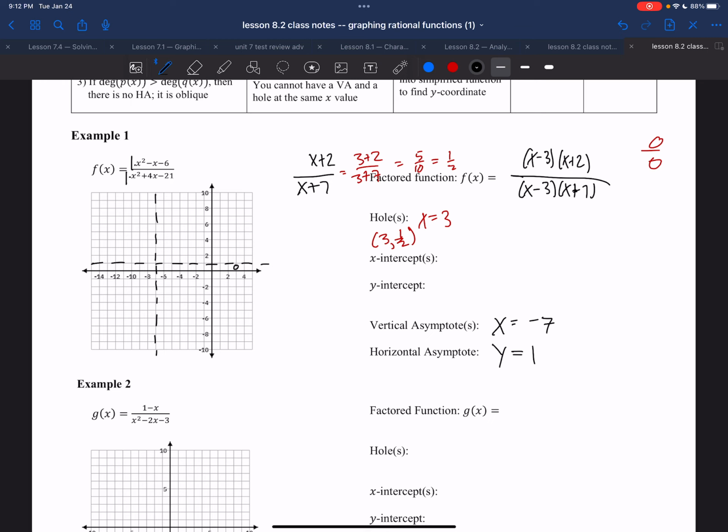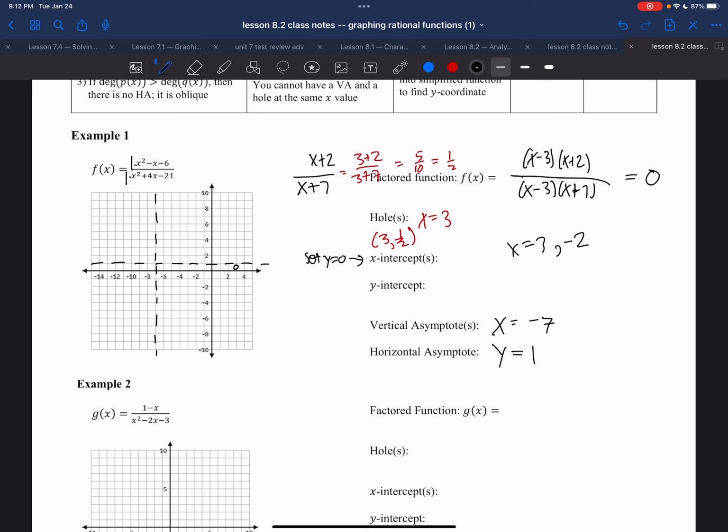Okay? Now let's find the x- and y-intercept, if it exists. To do the x-intercept, you set y equal to 0. Now I'll tell you something. If you set this function equal to 0, and you multiply by the denominator on both sides, well, 0 times any number is 0. So really, if you just think about what values make the numerator 0, right? Well, x equals 3 would make the numerator 0, and x equals -2 would make the numerator 0.